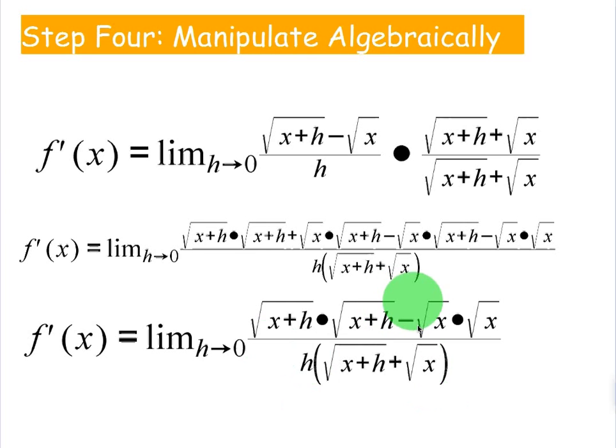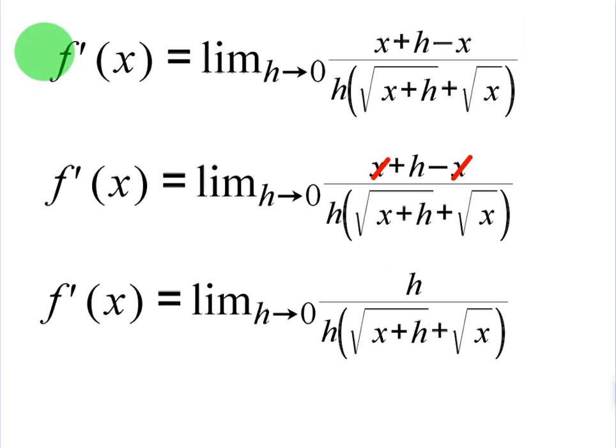So now what do we do? Well, the square root of anything times itself basically removes the square root because you're squaring it. Same goes for both of these. So it just becomes x plus h minus x. Okay? And now that we see that, we see what? We have a plus x and a minus x. Those are going to cancel. And now we just have an h on the bottom.